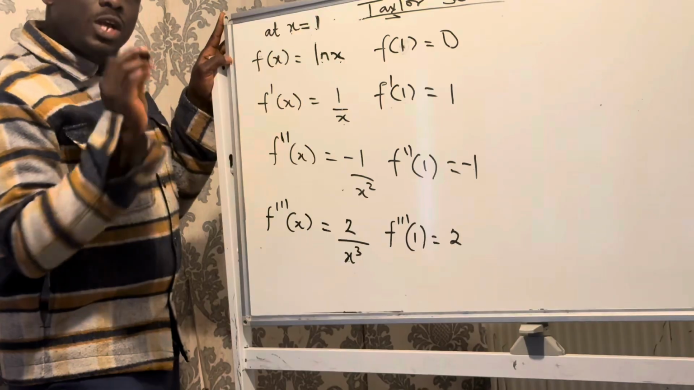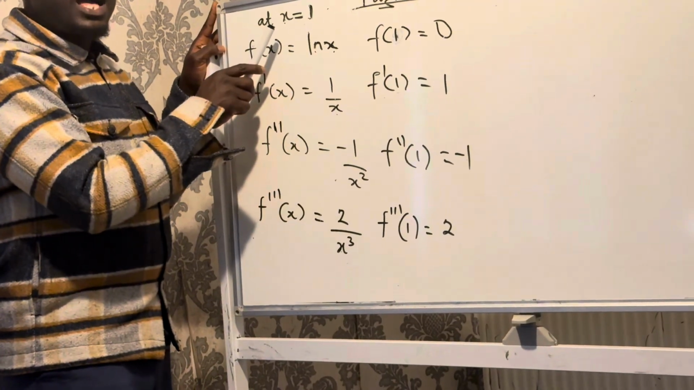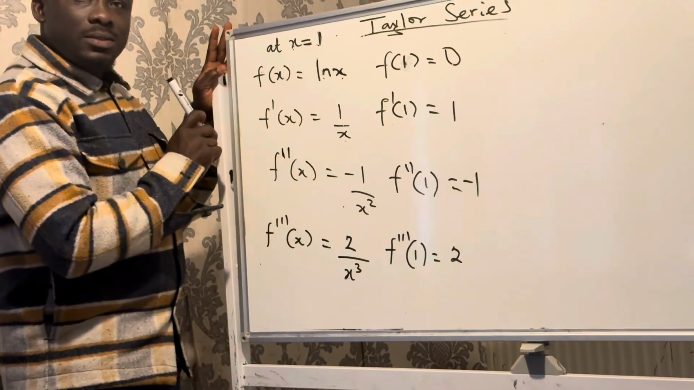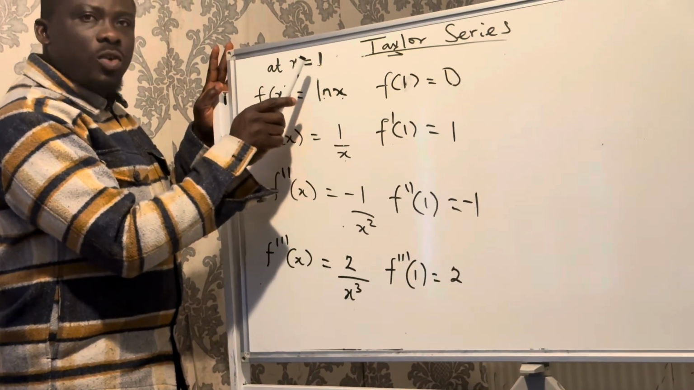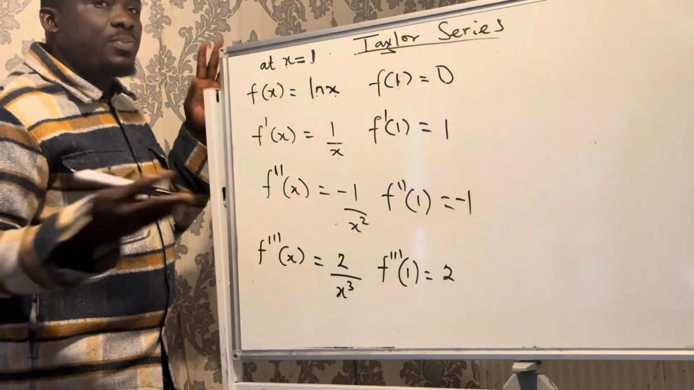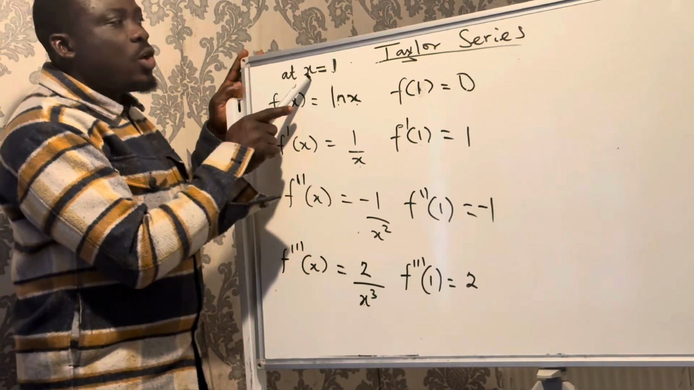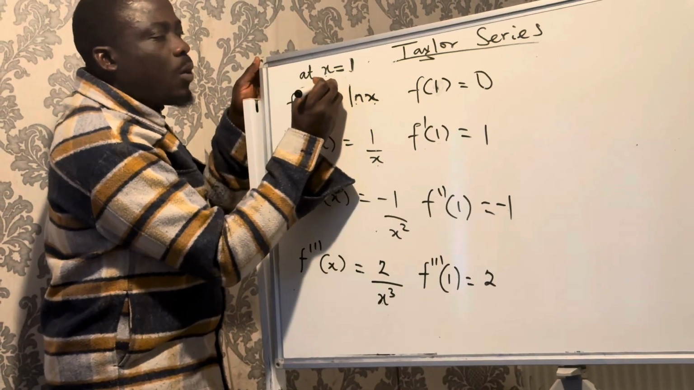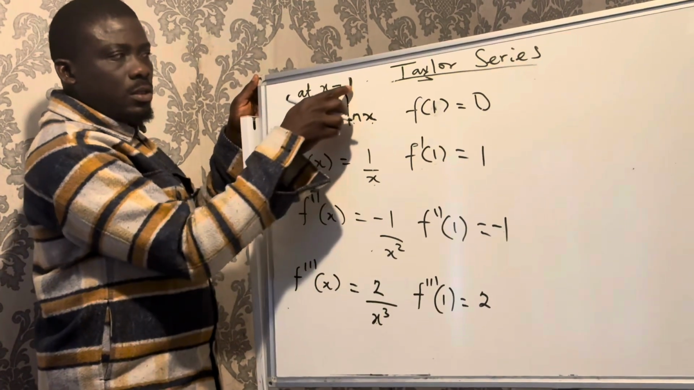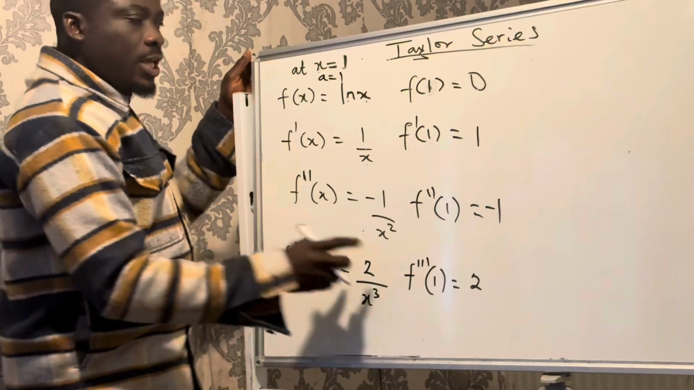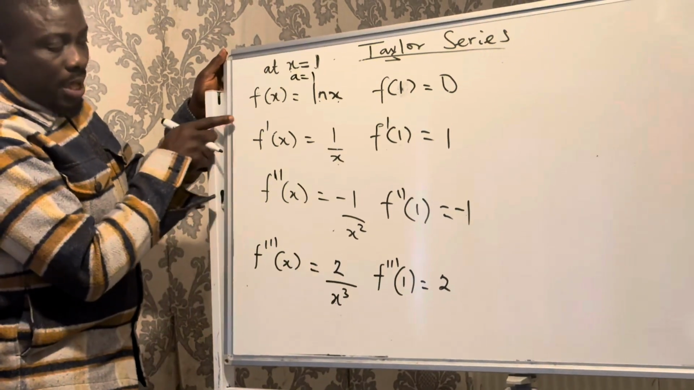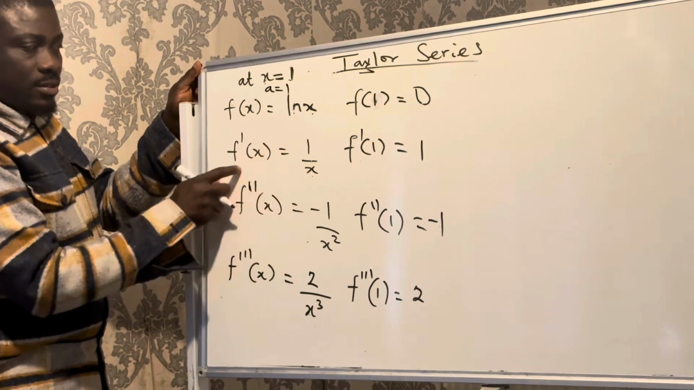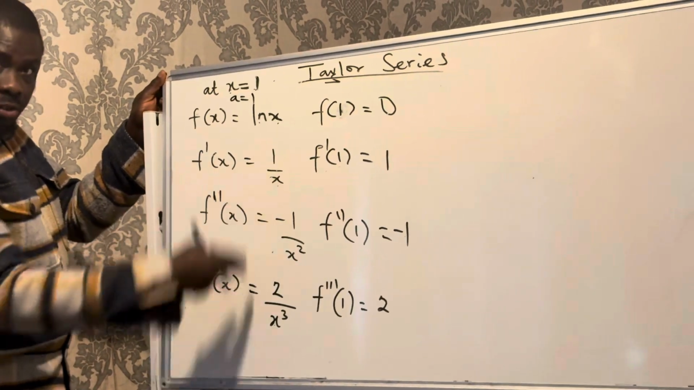When you are using Taylor series, you will be given a point. At this point, s equals 1. In some other cases, it might be another value, but in this case we are given s equals 1. So anytime s equals 1, we are saying our a equals 1. Now, how do we expand this? I've already differentiated the function. Our f of s is ln s. If you differentiate it, you have 1 over s and so on.